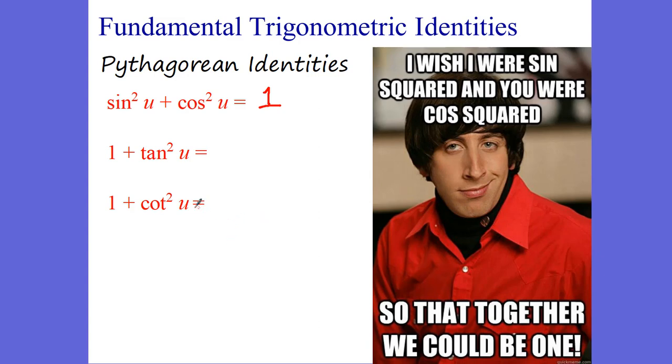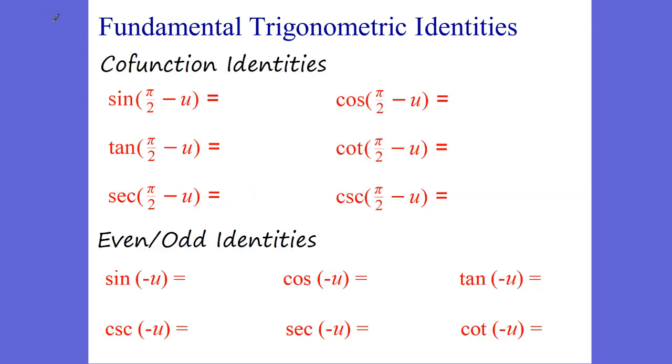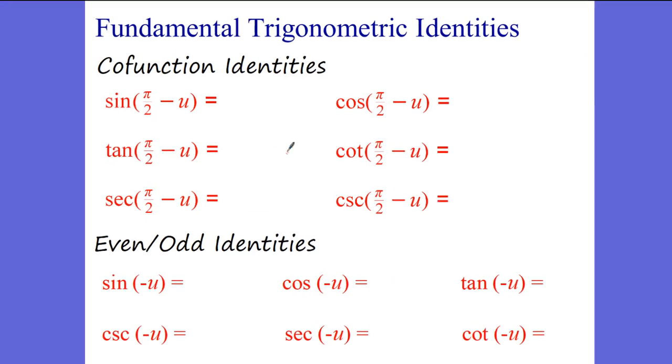We also know that 1 plus tangent squared of u is equal to secant squared of u. This is another identity. We could also say secant squared of u minus 1 is equal to tangent squared of u, or secant squared of u minus tangent squared of u is equal to 1. And we also know 1 plus cotangent squared of u is equal to cosecant squared of u. These are what's called the Pythagorean identities. Again, I'm going to give you a little cheat sheet for all of these identities in class.